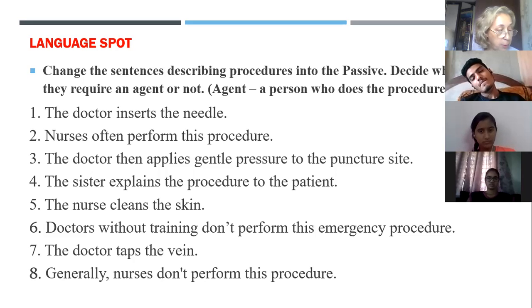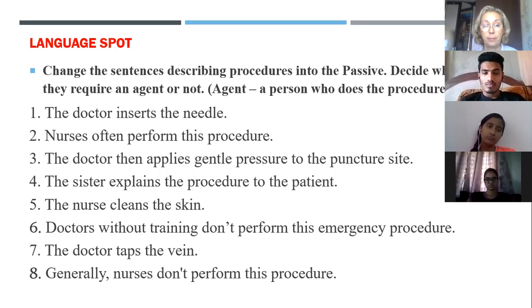Okay, so the next is for Rohita. The sister explains the procedure to the patient. So the procedure is explained to the patient by the sister. Or we can just use this sentence without the agent. It can be the procedure is explained to the patient. Full stop.